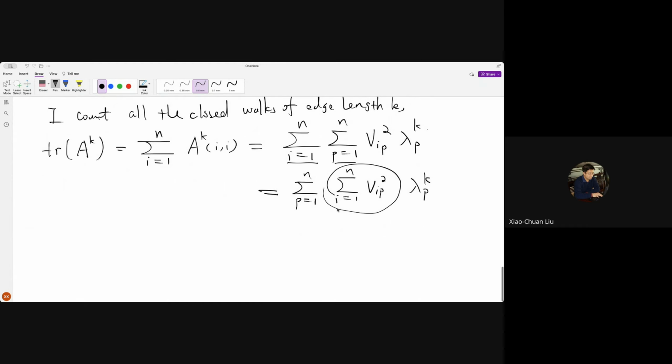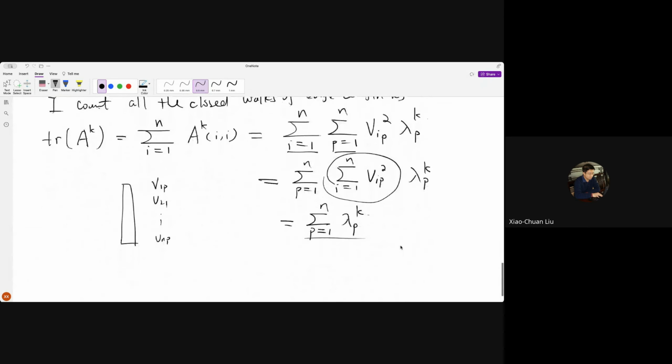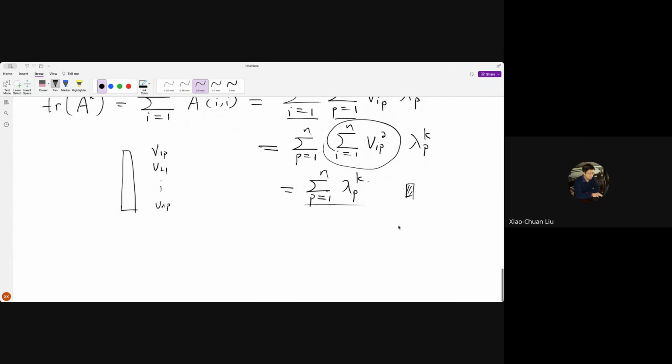This gives you 1, actually, because you have an orthonormal matrix. We are looking at a column vector V1p, V2p, through Vnp, and the square sum of this column vector equals 1. So it gives you the sum over p from 1 to n of lambda p to the power of k. Okay, this is the conclusion. So sorry for the confusion.